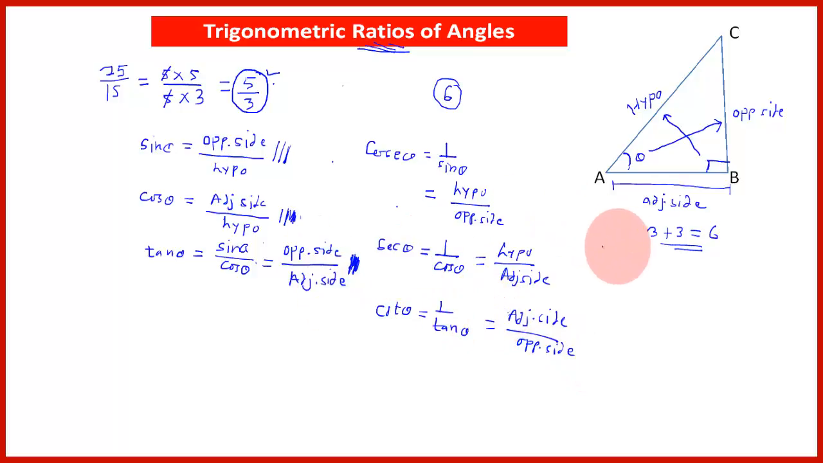So here we have got 6 ratios. One is sin theta, that is opposite side upon hypotenuse; cos theta, that is adjacent side upon hypotenuse; tan theta, that is sin theta upon cos theta, which is equal to opposite side upon adjacent side; cosec theta is 1 upon sin theta, so it will be hypotenuse upon opposite side; and sec theta is 1 upon cos theta, that is equal to hypotenuse upon adjacent side; and cot theta is equal to 1 upon tan theta, which is equal to adjacent side upon opposite side.